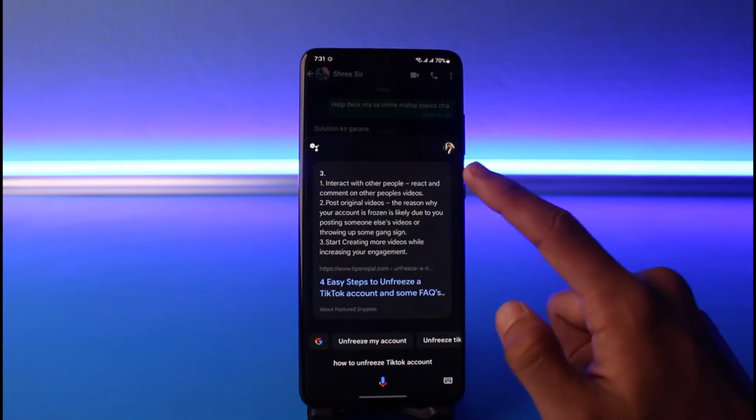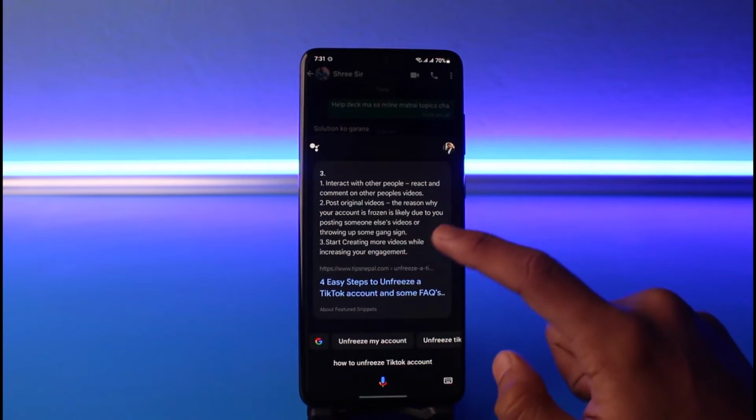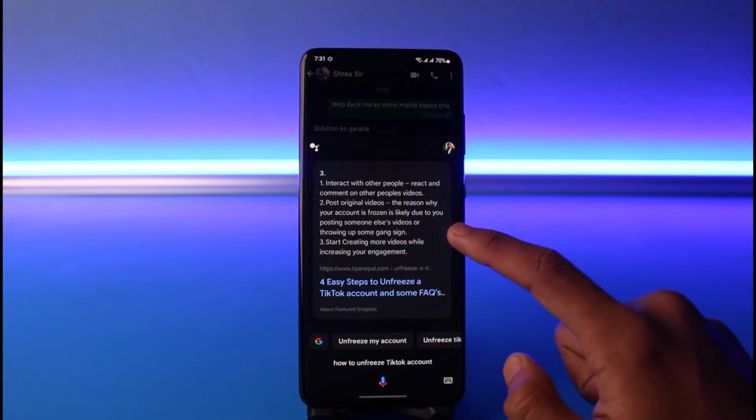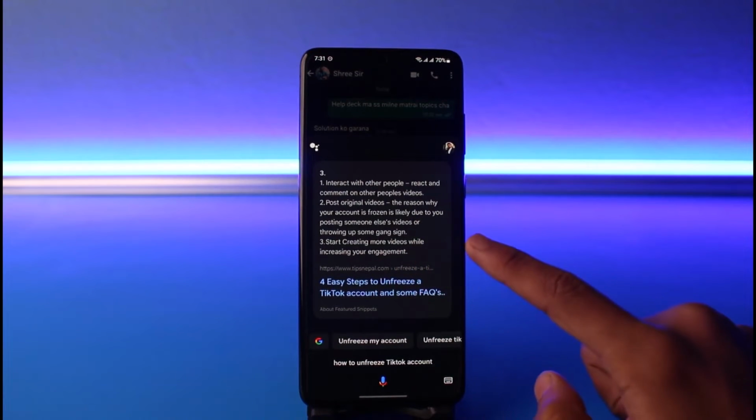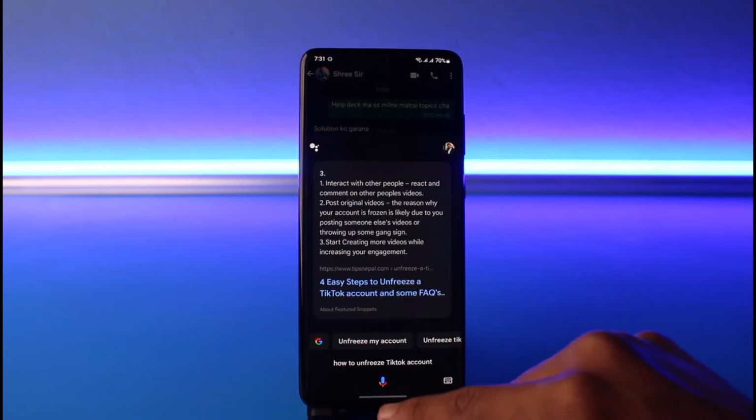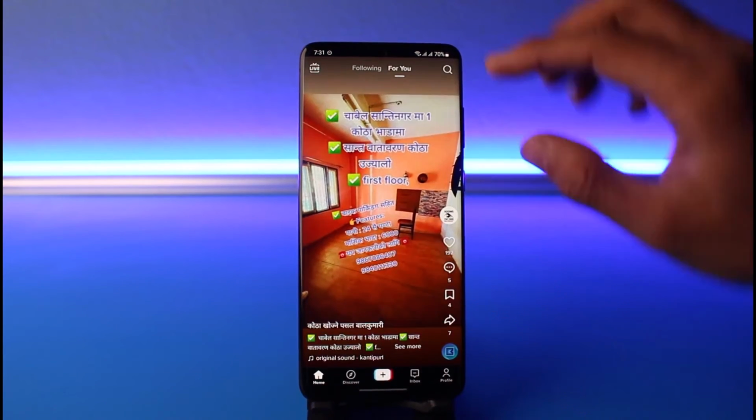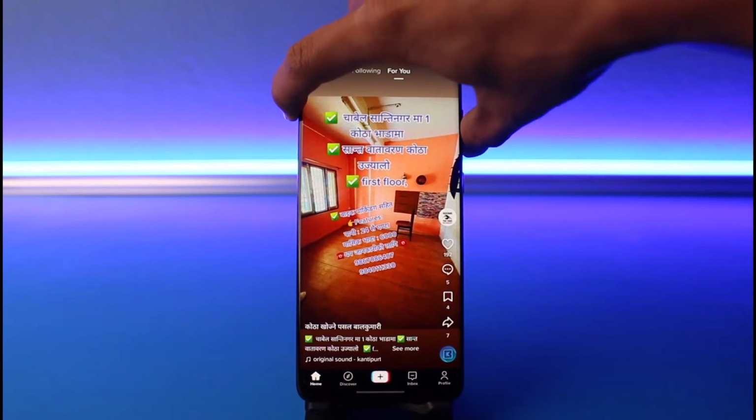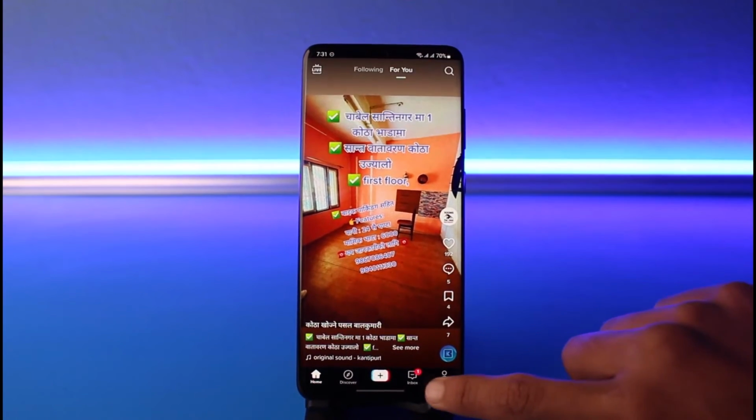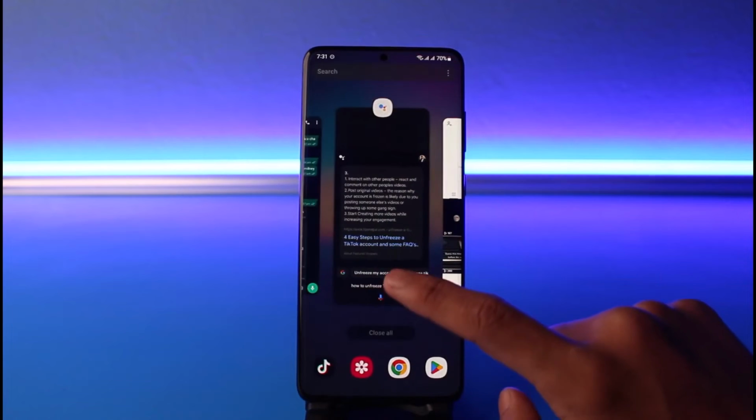The other thing is you have to post original videos. It could also be that the reason your account is frozen is likely due to you posting someone else's videos or throwing up some gang signs. So just make sure that you're always posting original videos. Even if you have very few videos in your account, you just want to always make sure to upload an original video and not a fake video or someone else's video. So just keep that in mind.